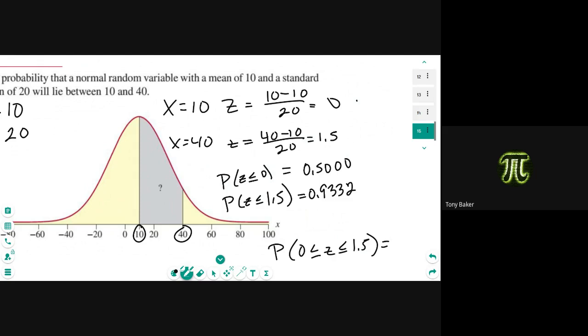But since I have 2, we have to take both of those and do what to them? We have to take the 2 pieces and subtract them because I have the beginning point and ending point. So we're looking for the 0, we're looking for the 1.5, and now I'm going to subtract those 2. So my final answer is 0.4332. So 43.32% of all the values will fall between 10 and 40.